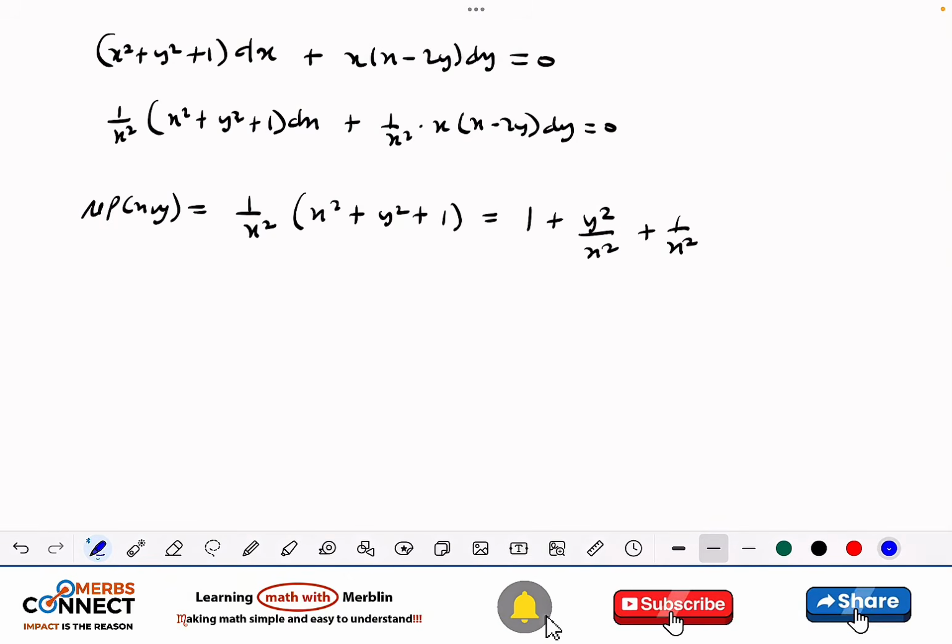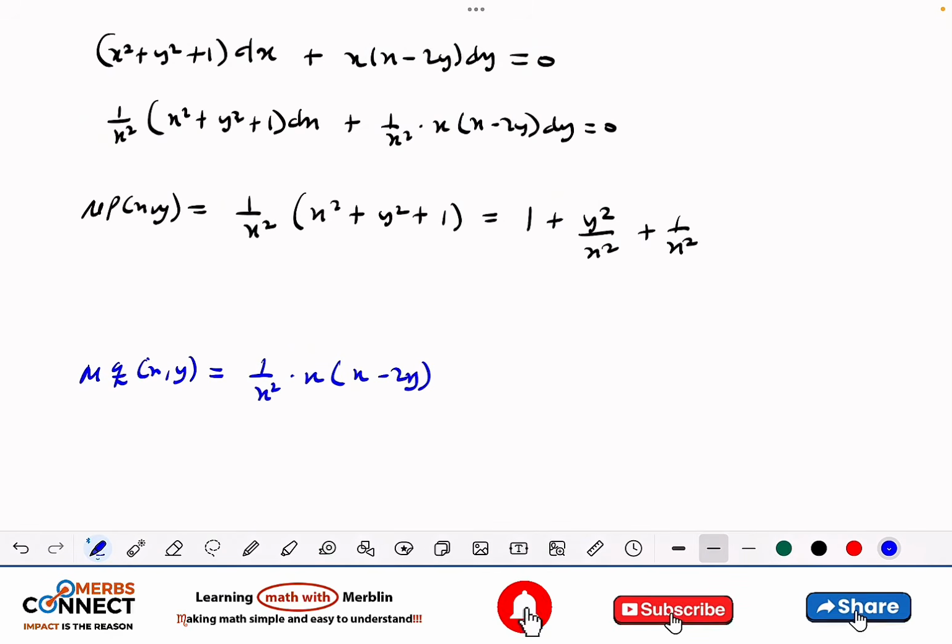Then I need this guy, mu of q of x, y. This is 1 over x squared times x minus 2y. And this is the same as, when I cancel it out, I'm going to have 1 over x minus y, right? So one of them cancels. And when I multiply it through, I'll have 1 minus 2y over x.